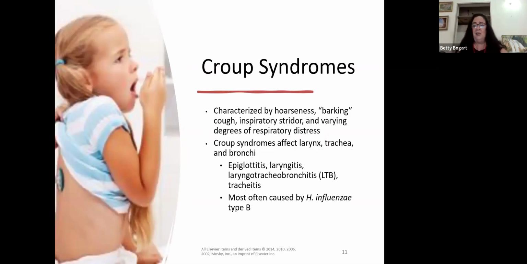Now, croup. You've all heard of the barking seal, right? That's what this is. It is a laryngotracheal bronchitis. So it's the larynx, the trachea, and the bronchus are all swollen. It is due to the H influenza type virus, okay? That's one of the HIB that we give the vaccinations for. That's why this is important to prevent.